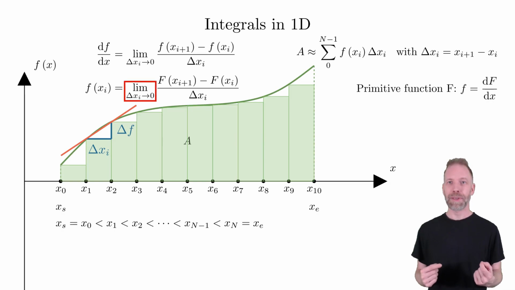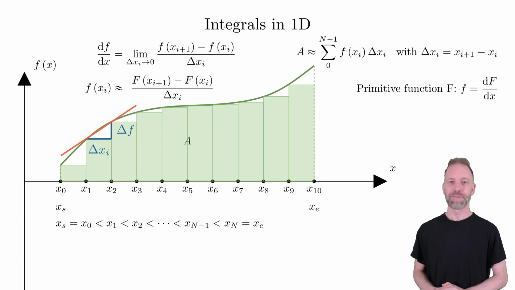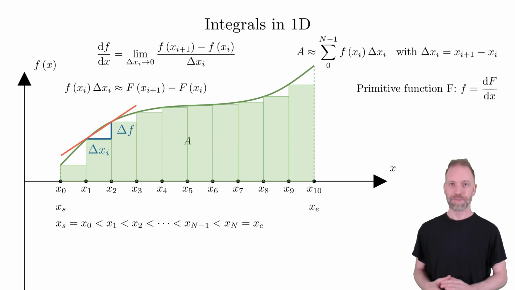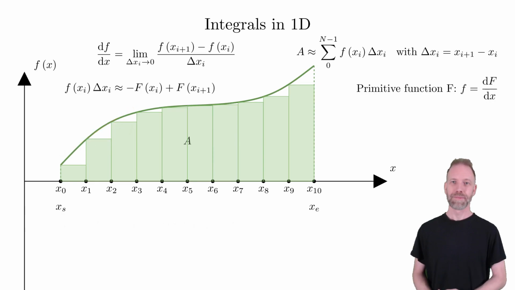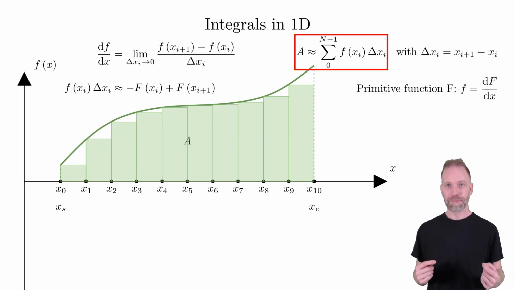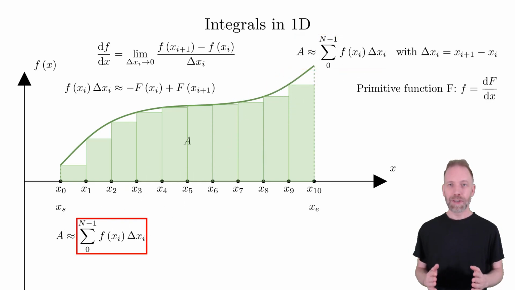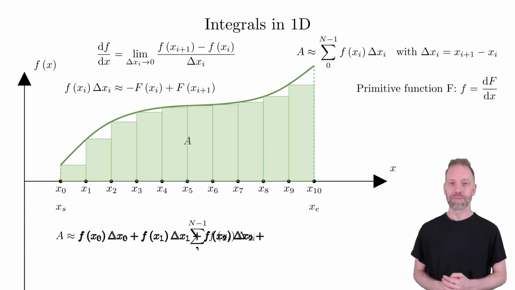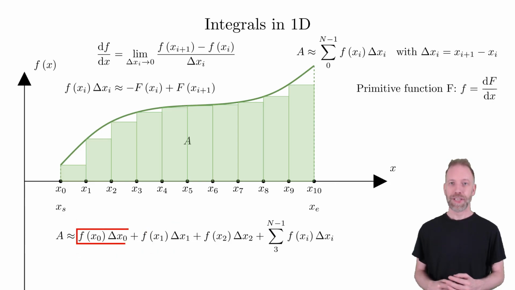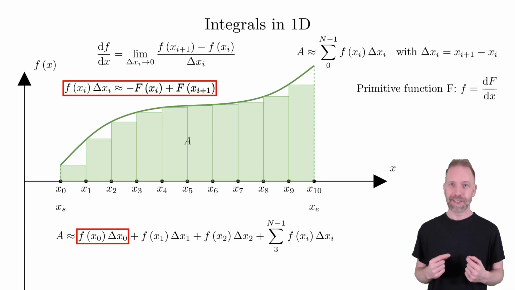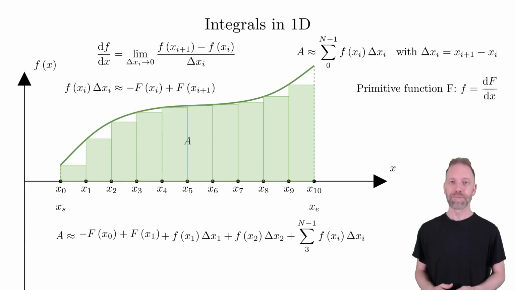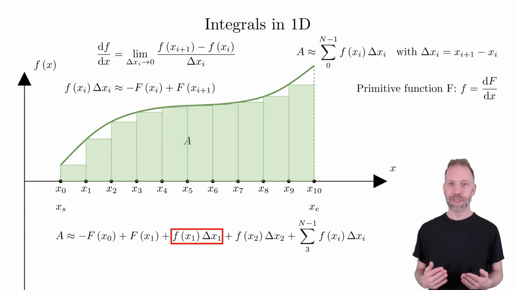Let us drop the limit and turn this into an approximation, and multiply with delta xi, and reorder. Now we're going to evaluate the sum. Let us type out the 3 first terms in the sum. We can replace f of x0 delta x0 with the approximation. Do the same for the second term.